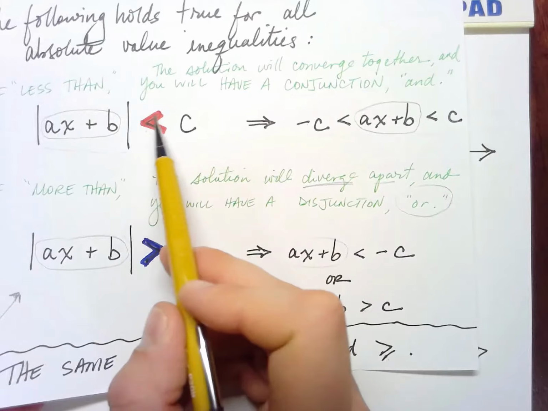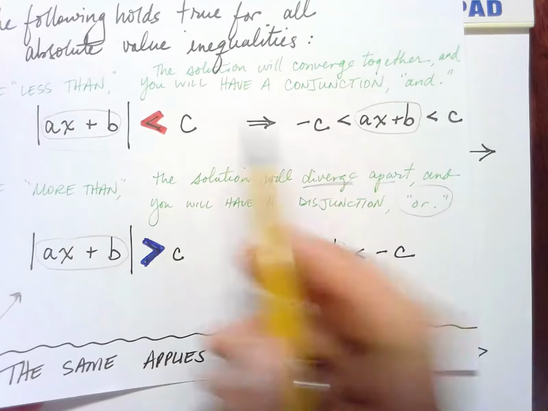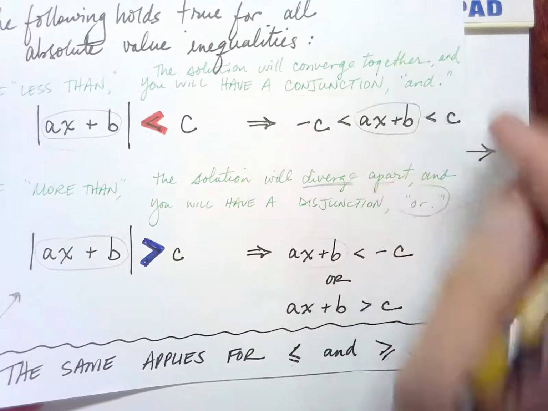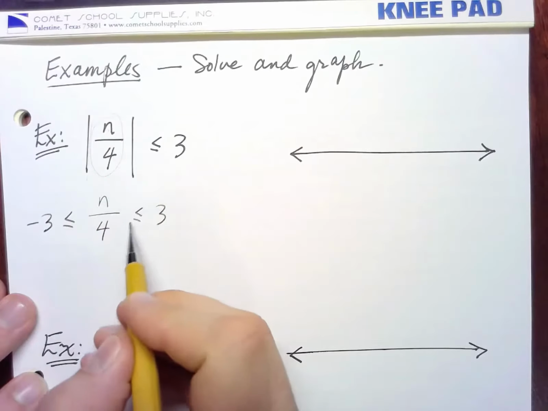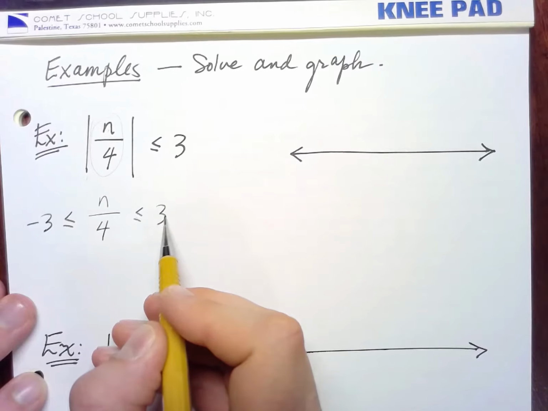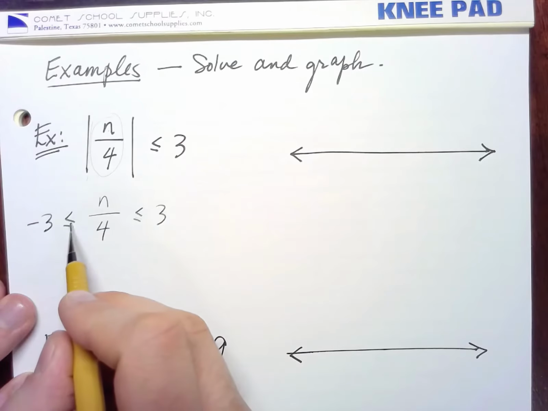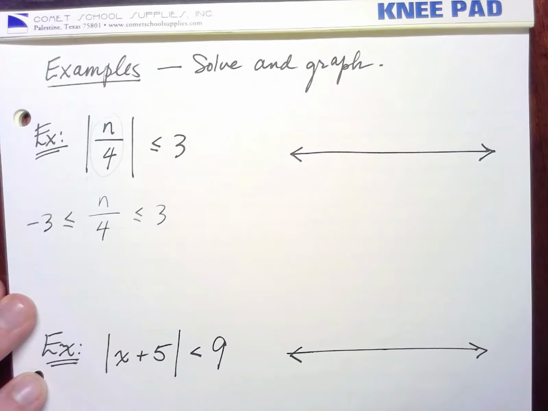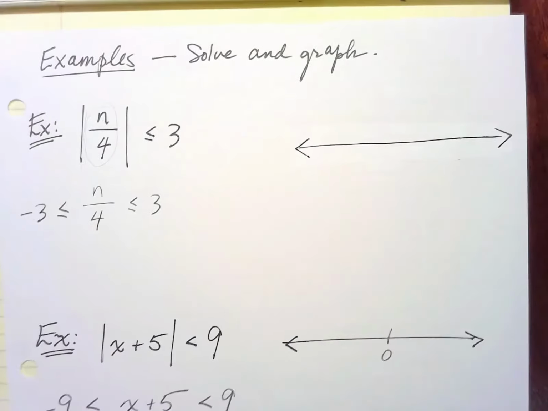So whatever it's less than, the positive version, and greater than the negative version. So it is less than the positive version of 3, and it's greater than the negative version of 3. Okay, because this is a conjunction, it's going to converge together. The two parts of the solution are going to converge.